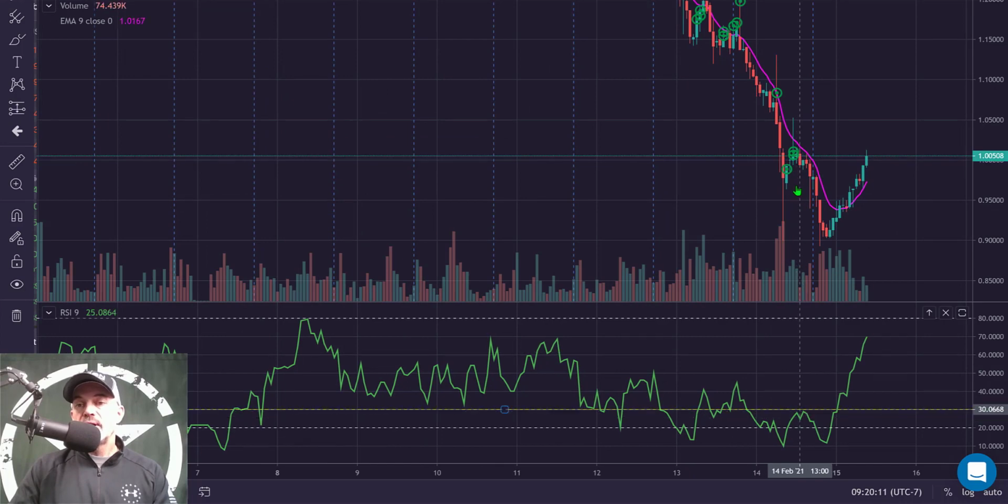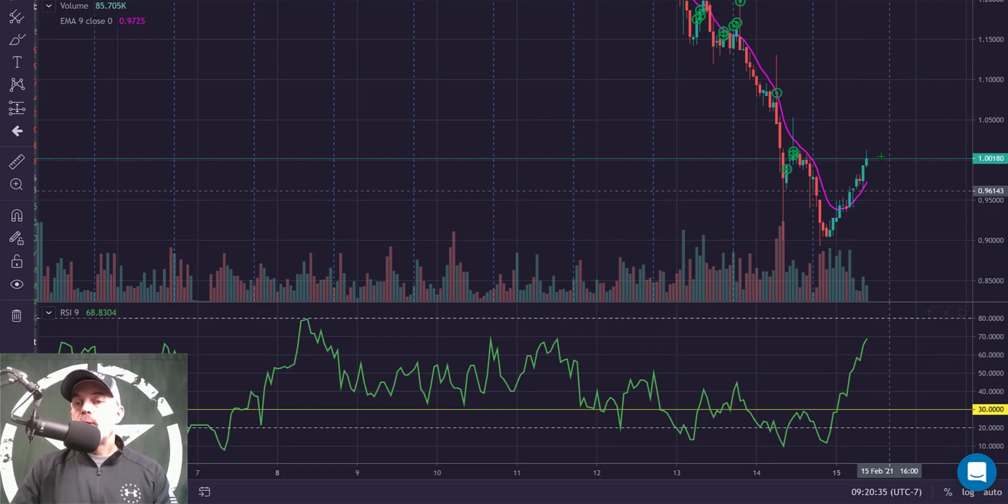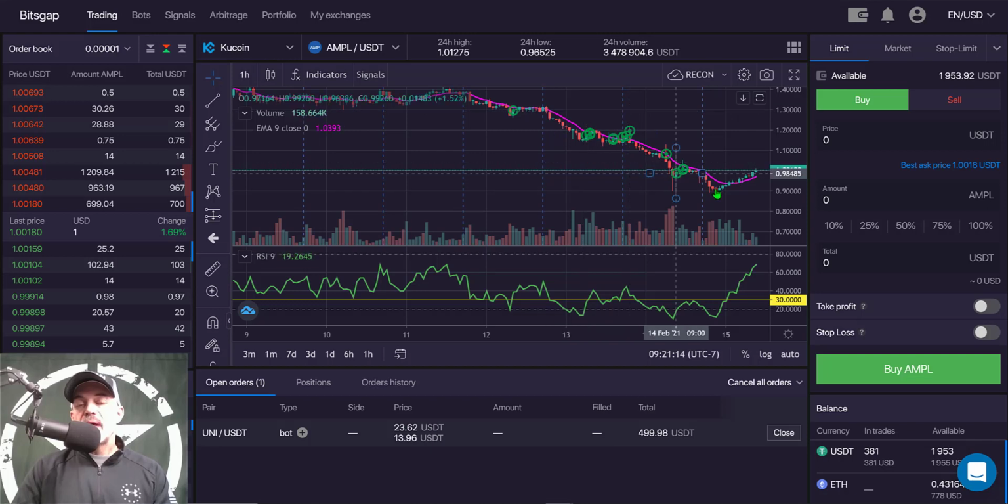It bounces off of the 30 level, still not getting above that 9 EMA. Now I got it to cross above and close above, and now it's starting to hold above that 9 EMA. And now we're holding well above the 30 RSI. With that intel, I'm now more comfortable that this sell-off, in theory, may be coming to an end.